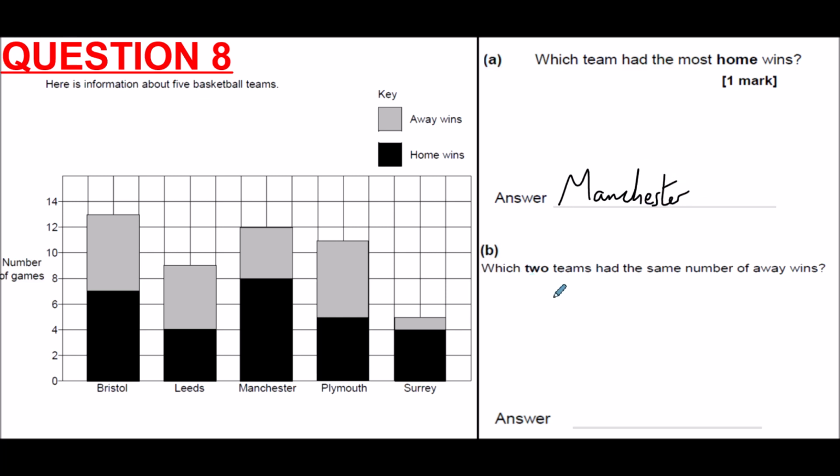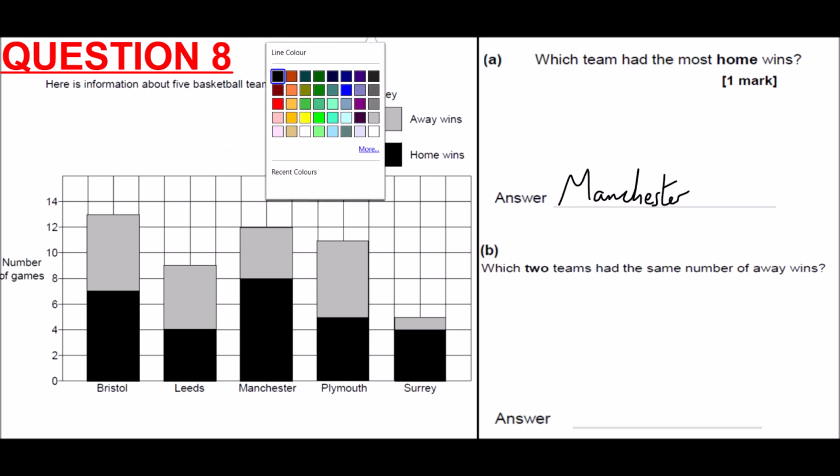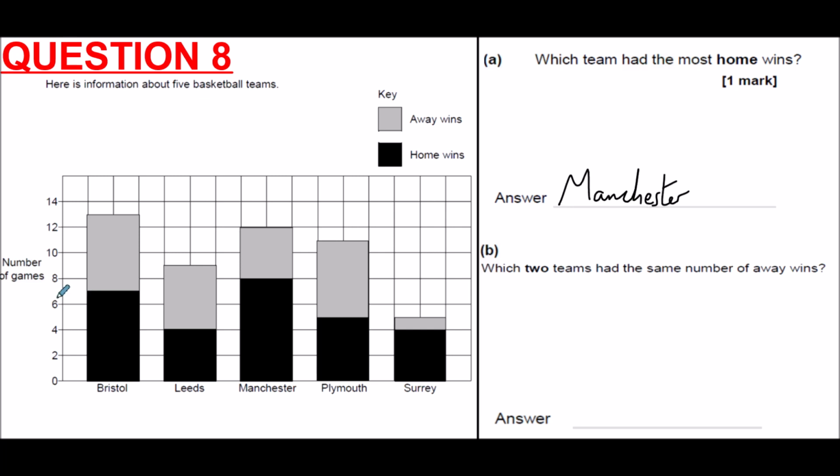And part B, which 2 teams had the same number of away wins? So the away wins are given by this greyish coloured bar. And so if you have a look for Bristol, this bit's here 7, and this bit here's 13. So 13 take away 7, Bristol had 6. Leeds, here's 4, and it goes up to 9. So 9 take away 4, Leeds had 5.